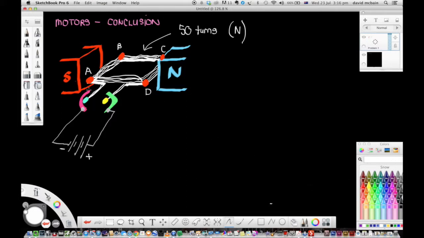We've got our magnetic field, our two magnets here. Take note that the right-hand side is the North Pole, and this is the South Pole of another magnet. And so our magnetic field lines are going to go from right to left. On the coil, I've just placed 4 marker points, A, B, C, and D, so that we can refer to different sides of the coil quite easily.